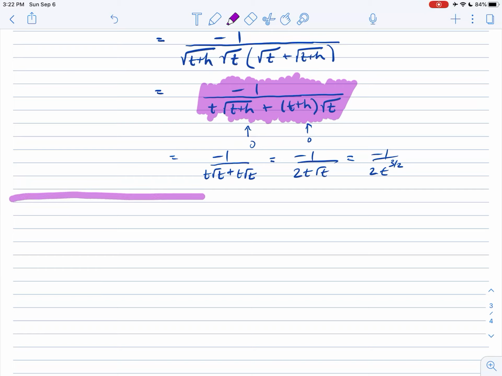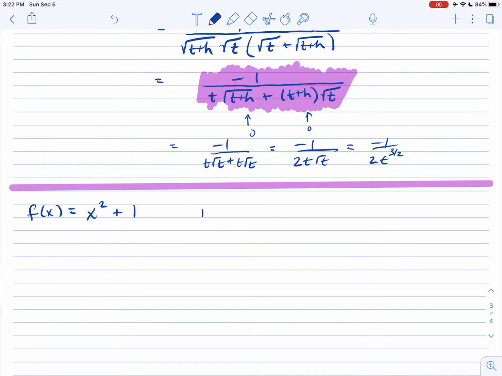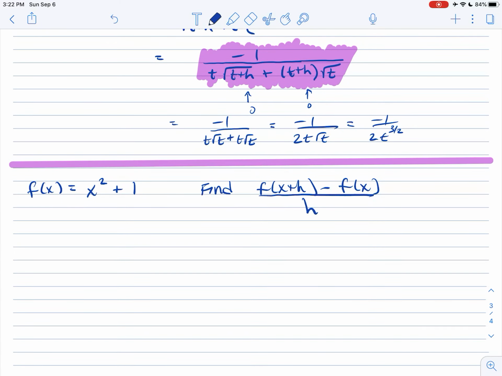Finally, I'll just do one more just to drive home the simplification of the difference quotient. Let's say we had f of x equal to x squared plus 1. Find the difference quotient, f of x plus h minus f of x, over h.